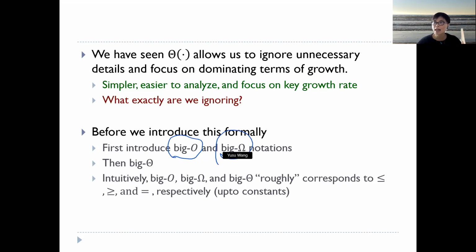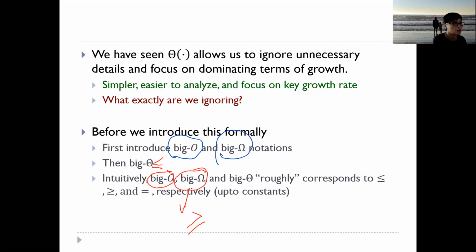Using analogy, you can think that big theta means your time complexity is in the same order as this function. It's like equality. The big O that we're going to describe shortly is like smaller than or equal to, meaning it grows at most at this rate. While big omega means that it grows at least at this rate. So intuitively, big O is like at most this time complexity, and big omega is intuitively bigger than or equal to.